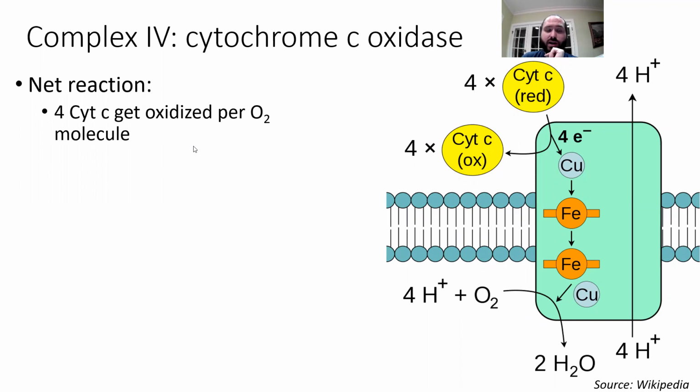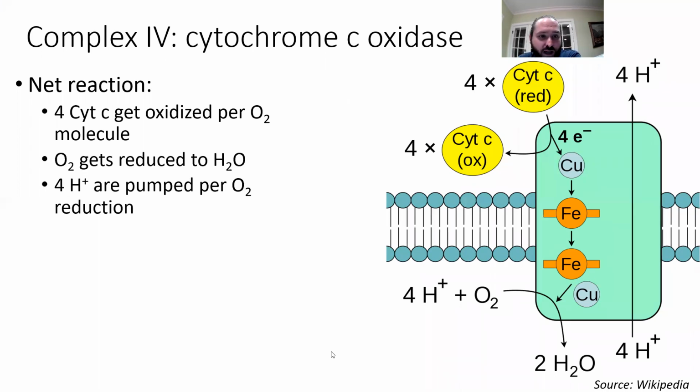So for the net reaction here, remember the 2 versus 4 protons. This is a diagram that shows 4 protons. Now we're not going to get confused. 4 cytochrome Cs will get oxidized per O2 molecule because we have to go from an oxidation state in oxygen of 0 to -2. So we need a total of 4 electrons to reduce that oxygen to water, as well as 4 protons. And then 4 protons will get pumped into the intermembrane space per O2 reduction.